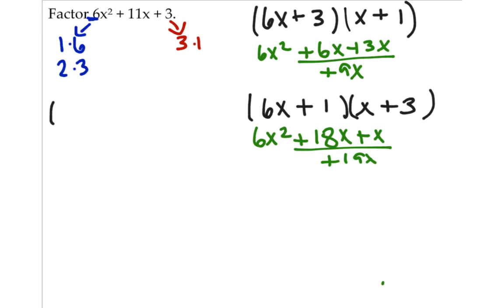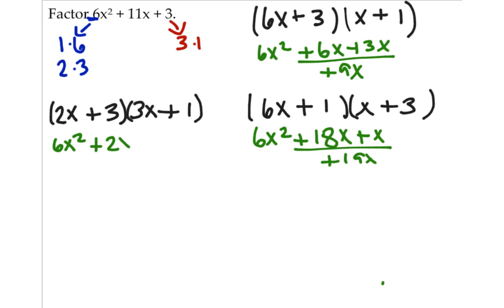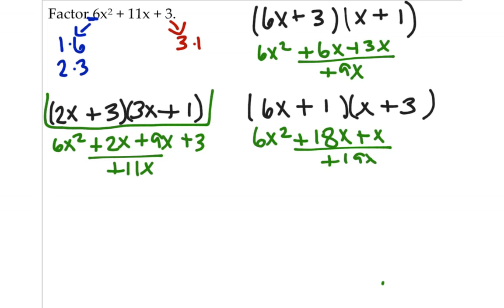So let's try 2 and 3. 2x plus 3, and we'll try 3x plus 1 and see if that works. 2x times 3x, 6x squared. 2x times 1 is plus 2x. 3x times 3 is plus 9x. That's plus 11x. That looks good. 1 times 3 there at the end is plus 3. So we found our winner. Now this time it took me 3 times. Sometimes it may take me once or twice. So we'll kind of have to see what happens.